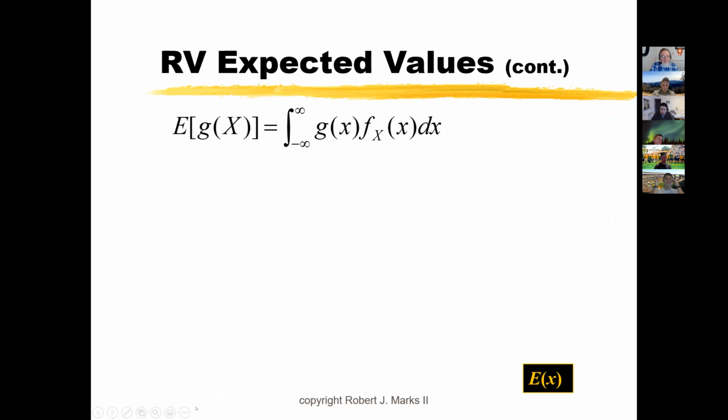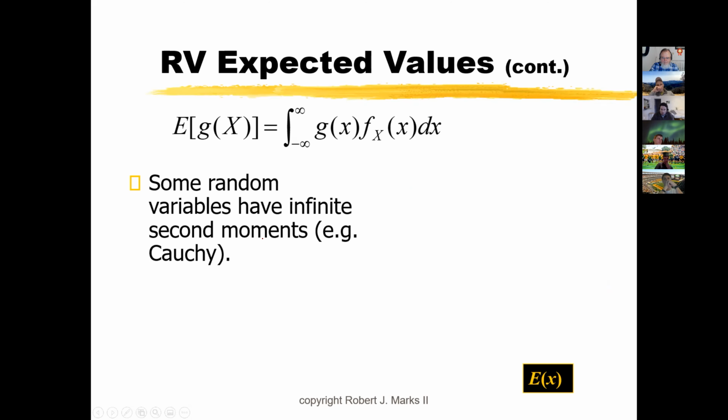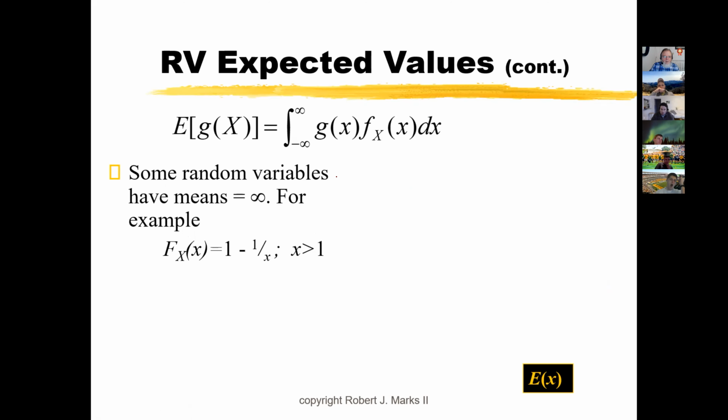So this is the expected value of g of x as we have defined before. And this is kind of interesting because usually we use g of x is equal to x. If I have g of x is equal to x, we have the integral of x times f sub x of x. And this is sometimes just denoted as the expected value of x, and sometimes it's just denoted as an x bar, an x with a line over it.